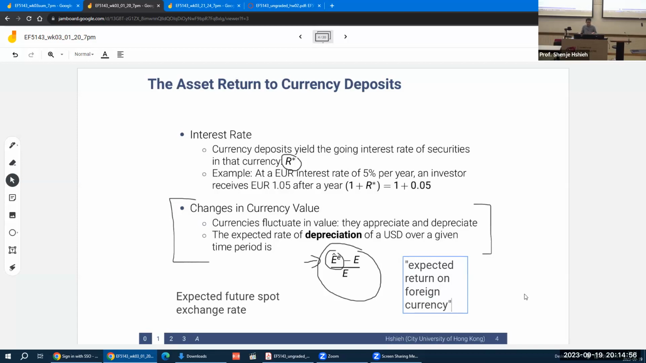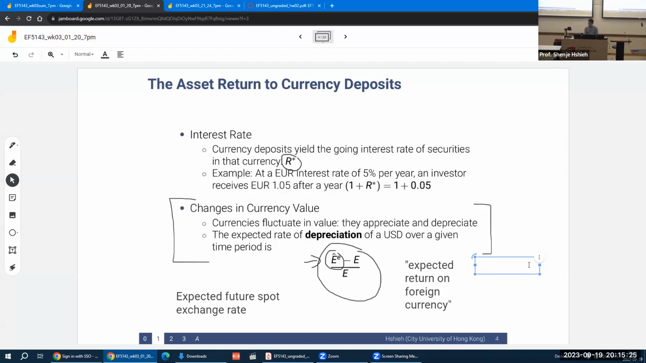Right, it's just like stocks. With stocks, it's the expected return on an Apple share. Here we're doing expected return on a foreign currency. A higher return on the foreign currency means the foreign currency is getting stronger, but you can also say, from the perspective of the home currency, it's expected depreciation of the home currency. Same thing. Okay.